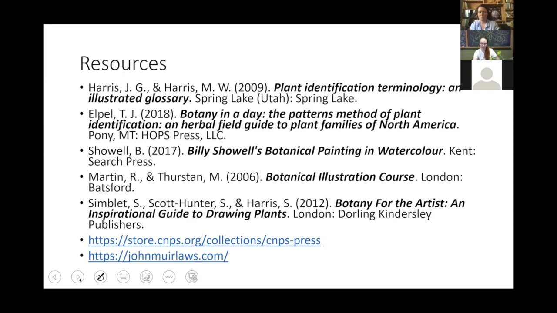And then at the end here, CNPS, the California Native Plant Society, has a lot of good books for sale, good field guides for various parts of California. And then John Muir Laws does a lot of nature journaling teaching. He's got a lot of videos and written references. You can buy books on his website. You can view all of his videos. Some of the resources he has are free for downloading, as well as you can make a donation. So yeah, all of those are excellent resources. Great.